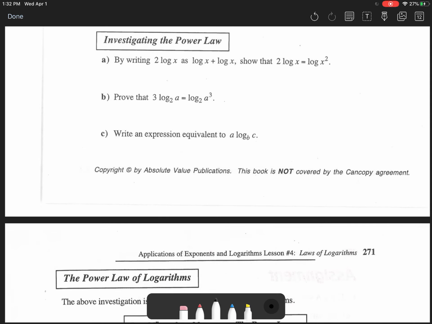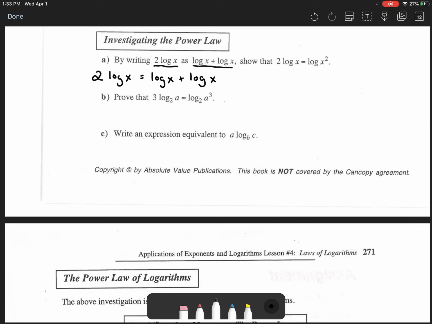So the power law. A different one that we're going to learn now. It says, by writing 2 log x as log x plus log x. So what they're saying is 2 log x's can be log of x plus log x, right? Because if I take 2 log x's and add them together, I get 2 log x. They're saying show that 2 log of x is equal to the log of x squared. So I start with what they gave me, 2 log of x. Well, they've told me that's the same as log x plus log x.